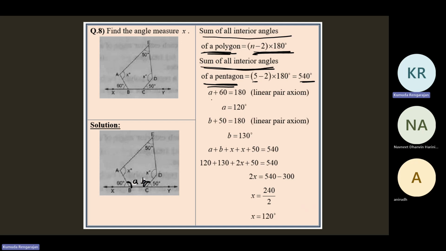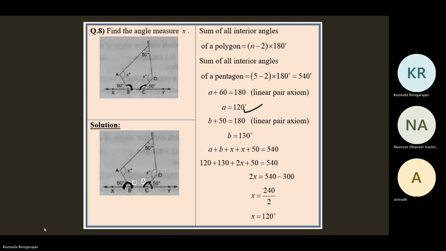So see how I've presented. A plus 60 is equal to 180, linear pair. So A is equal to 120 degrees. Similarly, B plus 50. I have marked this angle as B. That was not marked in the figure given in the question. I have drawn that figure in the solution and I have marked these two angles as A and B. B plus 50 is equal to 180, linear pair. So B is equal to 130 degrees. So we found A and B.